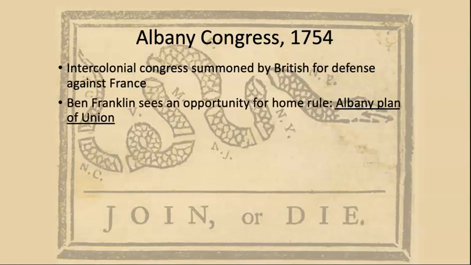Franklin has an ulterior motive here. So he says, sure, the British want volunteers to fight against the French, but I have my own plan. And as many of his colleagues would have, they wanted more autonomy and more self-rule, more say over what gets done. So Franklin says, okay, the British are going to get their troops. We're going to get our autonomy. Let's do this thing. Let's have this Albany Congress.